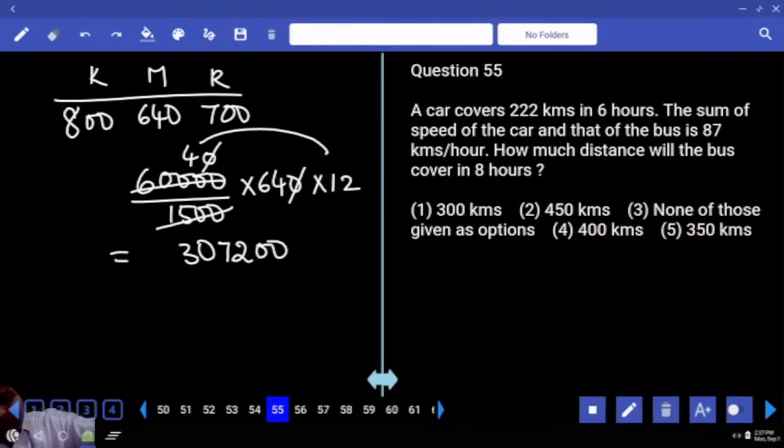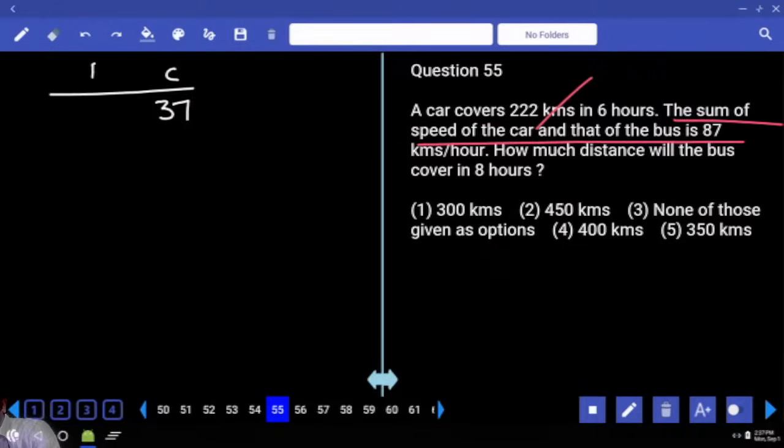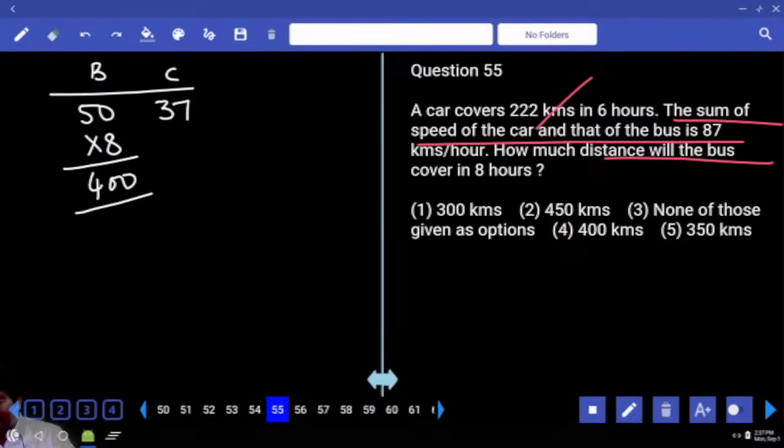A car covers 222 kilometers in 6 hours. Then per hour it will be 222 divided by 6. So car speed: 222 divided by 6, 6 3 times 18, 42, 6 7 times, which is 37. The sum of speed of the car and bus is 87, so bus speed becomes 50, and then only the sum will be 87. How much distance will the bus cover in 8 hours? Per hour it covers 50. In 8 hours it will cover 8 times that. Answer 400.